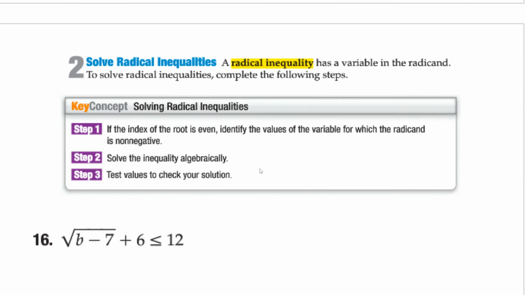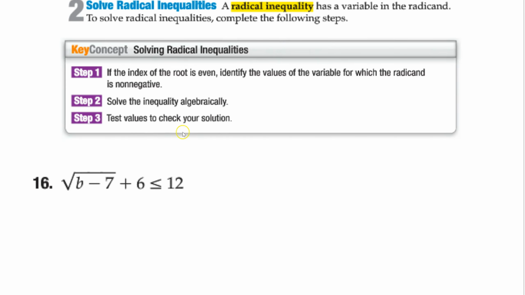Okay, let's talk about inequalities. Now, inequalities may be a little bit different. There's a new step for the inequalities. Very similar to when we did equations earlier. If you remember, step 1 was isolate the square root. Step 2 was to take the power of both sides, and then step 3 was solve.